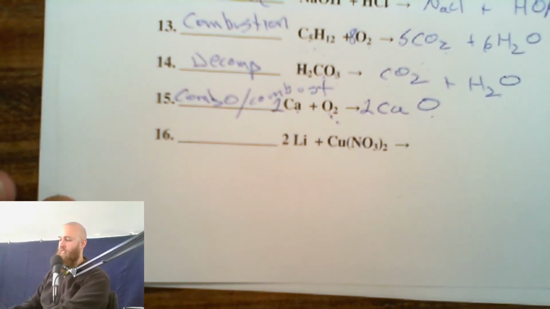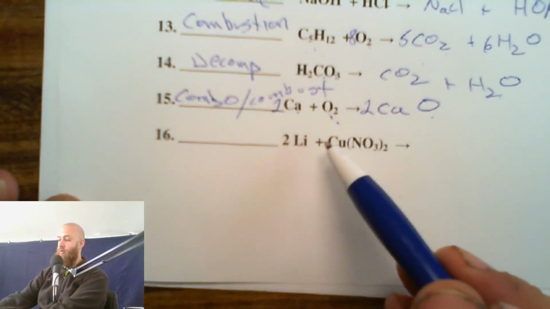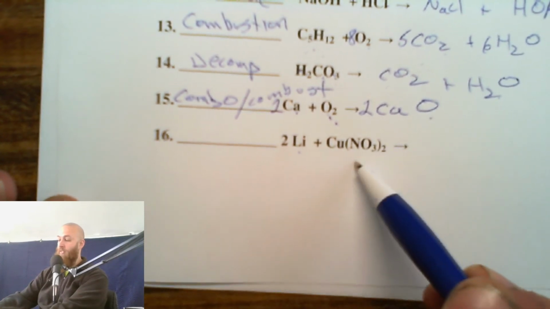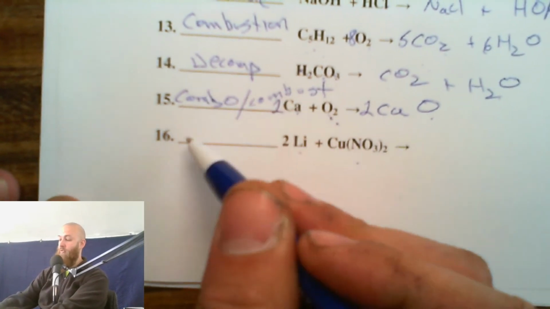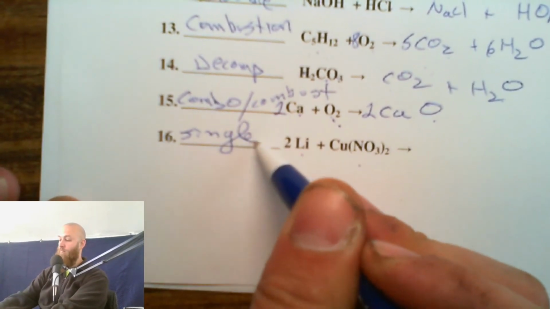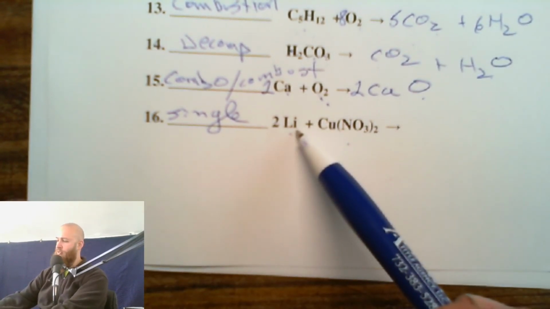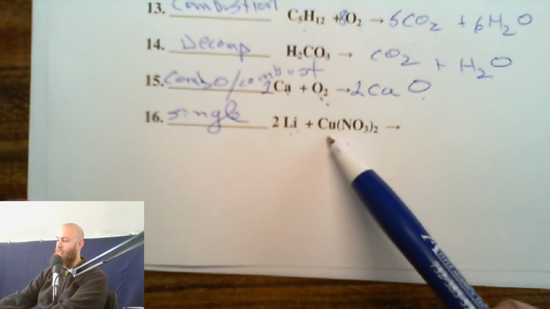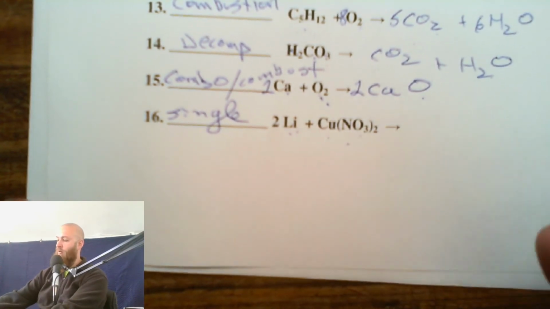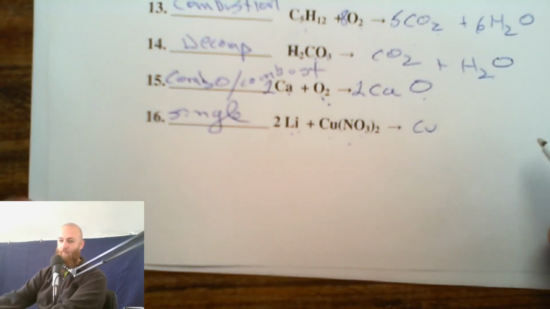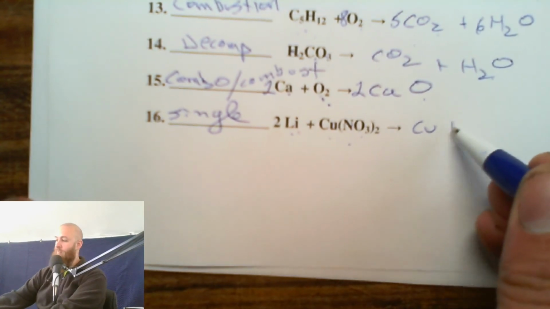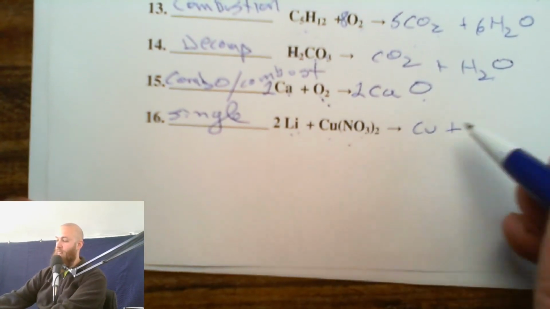This one looks like a single. I know it's a single because I have a metal plus an ionic compound. All right, so it's called a single. Now, lithium used to be alone. Copper used to be with nitrate. Now, copper is going to be the one that's by himself. That means lithium is going to take copper's place and be with nitrate.